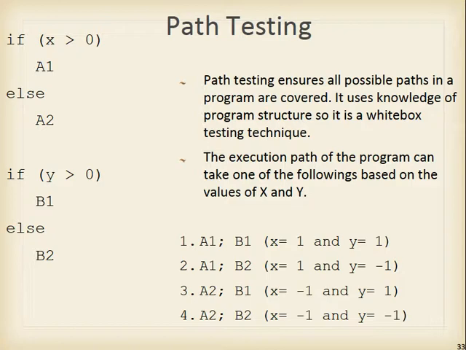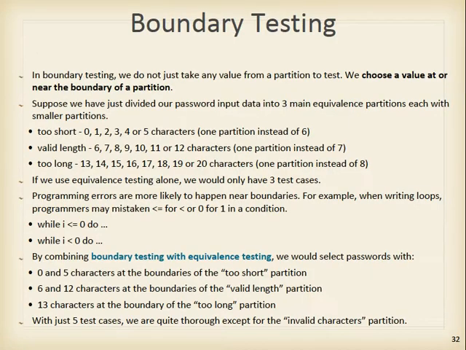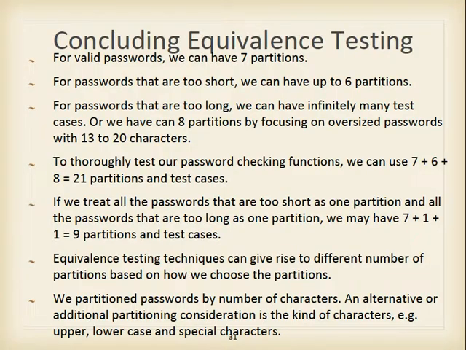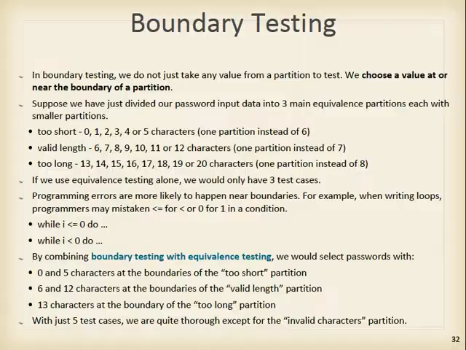Another testing is called path testing. Unlike the previous two testing, boundary testing and equivalence testing, the first two are black box testing. Black box meaning that we only look at the input data and we only look at the output data, just those two. We don't look at the code. We don't know and we don't care.